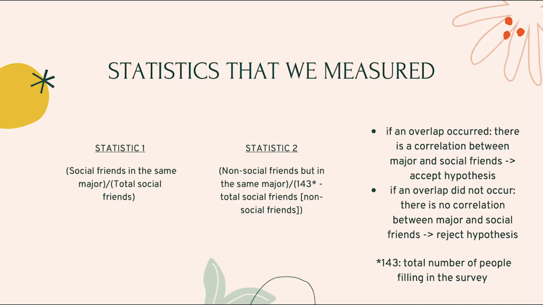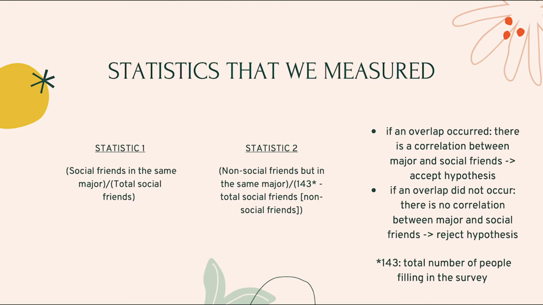We worked with 2 statistics. The first one is acquired when we took the number of social friends with a similar major to A and divided it by the total social friends of A. The second is achieved through dividing the number of non-social friends with a similar major to A by A's non-social friends. It is important to realize that the total number of non-social friends is equal to 143 minus the number of social friends. 143 is the number of people who had completed the survey.